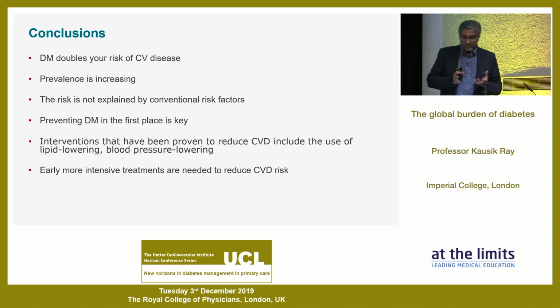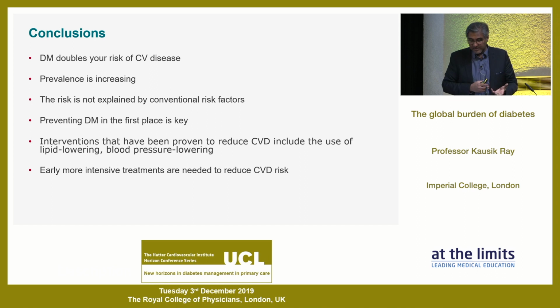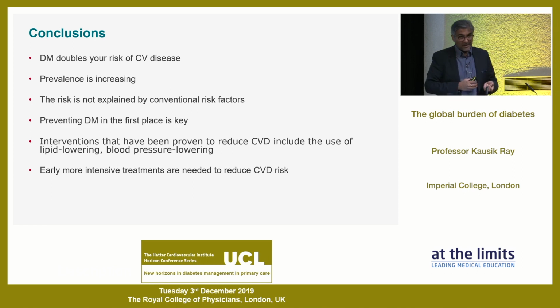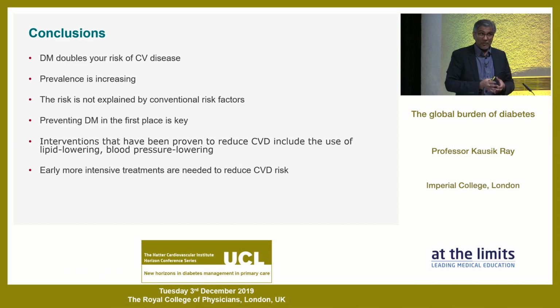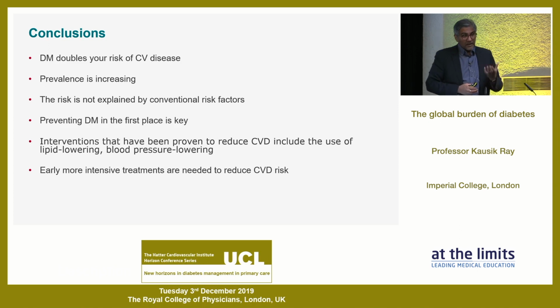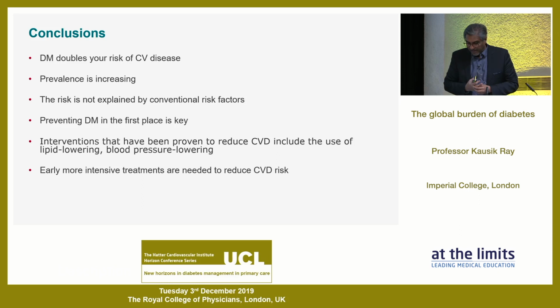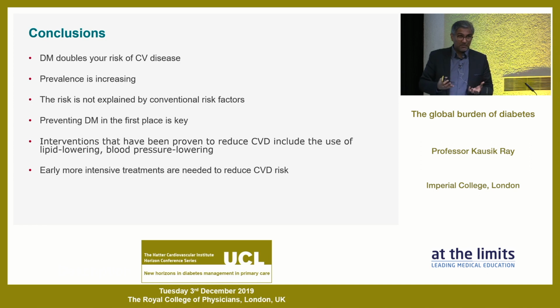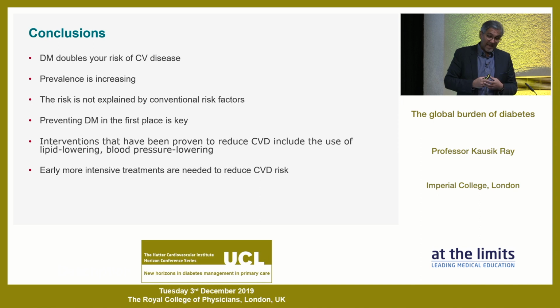So in conclusion, basically, diabetes doubles your risk of cardiovascular disease. The prevalence is increasing. It's not explained by conventional risk factors, so actually preventing it really becomes way more important because we've not found a way of normalizing that risk. The interventions that are proven, your first treatment should be to think about blood pressure lowering and cholesterol lowering. And maybe we can take a bit more of that in the Q&As. And the other thing is that particularly for younger patients, you've got to think about more intensive treatment. They'll largely tolerate treatments better, and you've got many more life years to gain. So I'm going to stop there.